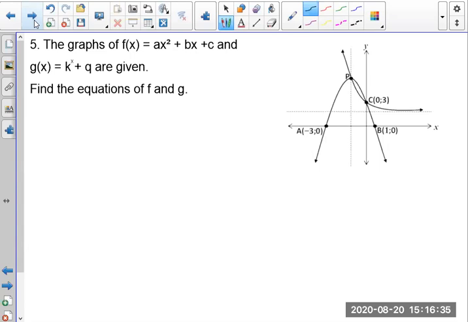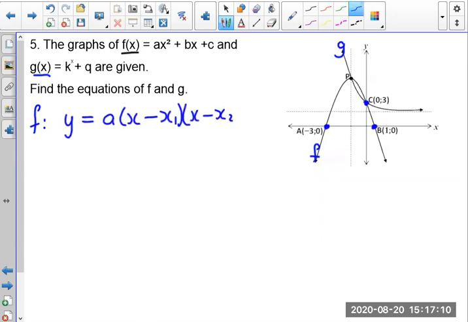So now you see that f is the parabola and g is the exponential graph. So let's take one at a time. Let's see if we can start with f. What do I have? I have the x-intercepts and another point. So I'm going to start with y equals a(x minus x1)(x minus x2). The a is what I want to calculate.